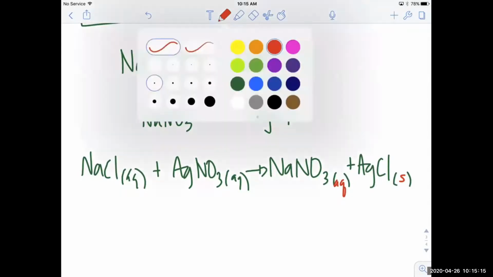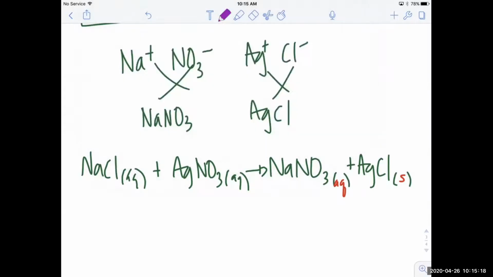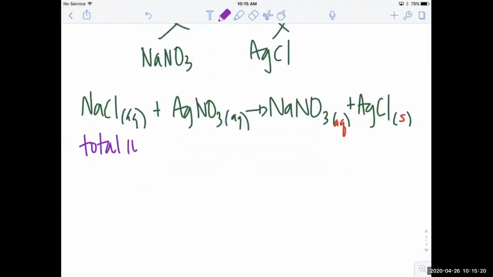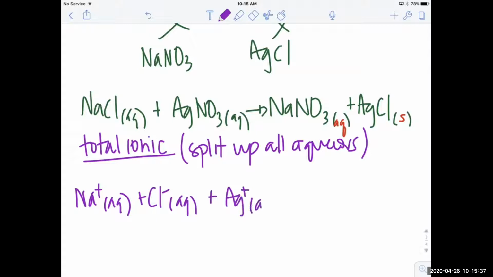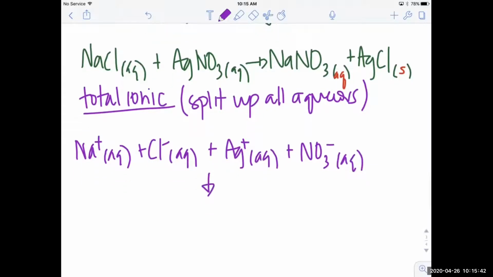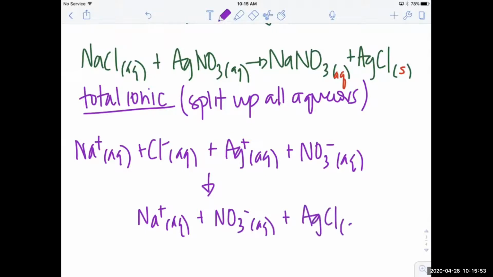So for the total ionic, we're going to split everything up. We're going to split up all aqueous. So this is going to be Na plus aqueous plus Cl minus aqueous. Again, I'm breaking up all of the ions into their individual charges and writing the phase that they're in. This is going to go to, I'm running out of room, so I'm just going to write it below, NO3 minus aqueous, and I'm not going to split up AgCl solid.